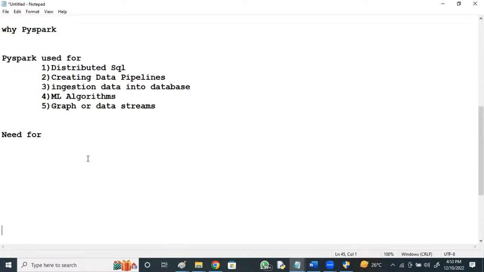And Spark is a data flow language. Data flow means a collection of pipes, where the output of one will be the input to the next one. So: creating data pipelines, ingesting data to a database, ML algorithms, and data graphs or data streams. And the need for PySpark here.